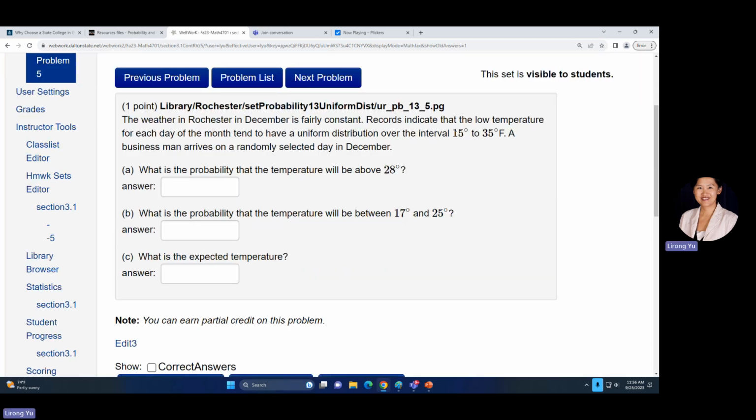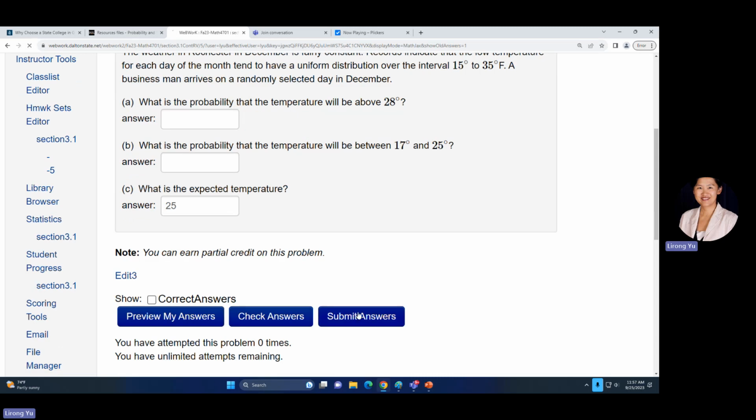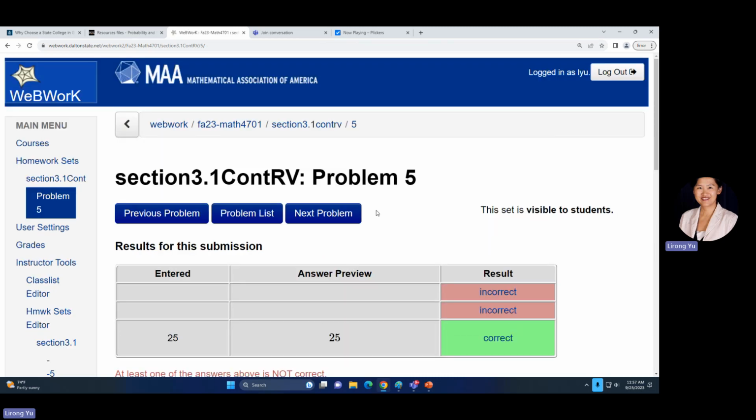This one is uniform distribution between 15 and 35. What is probably above 28? What is probably between 17 and 25? So that would be 25 minus 17 divided by 35 minus 15. As long as you got the boundary right, that division will give you. The expected temperature should be right between the upper bound and the lower bound. So we have 35 plus 15, which is 50. So it must be 25. That's the expected temperature. When you say expected, you're calculating the mean.